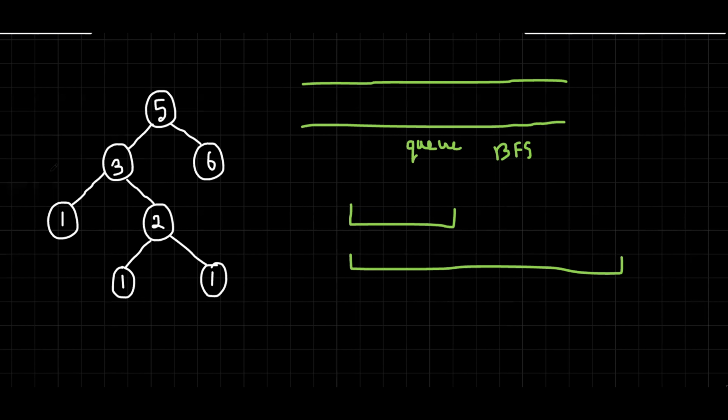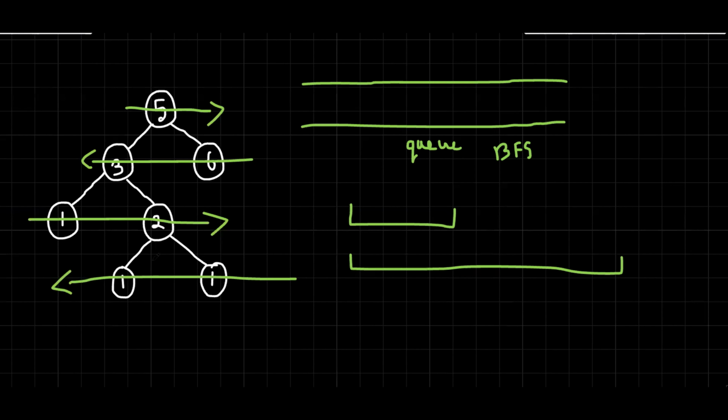Now, to solve this problem, we have taken this example. Here, the root is 5, which has two children, 3 and 6. 3 has two children, 1 and 2. And 2 has two children, 1 and 1. Now, we have to return the zigzag order traversal pattern. So, we will return at first 5. Then, we will return 6 and 3. Then, we will return 1 and 2. Then, we will return 1 and 1.